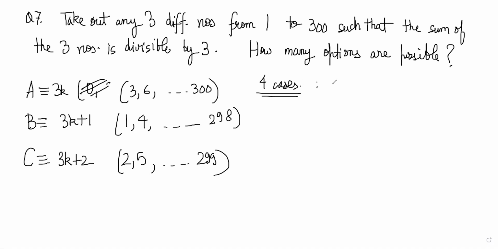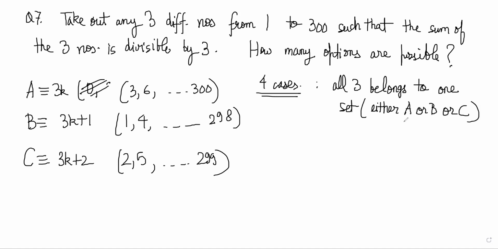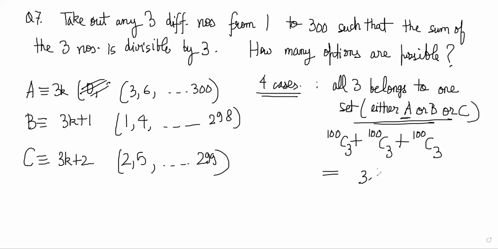So the first three cases are where all three numbers belong to one set, either A or B or C. If all three numbers belong to one particular set, the sum of the numbers will always be divisible by 3. You can check that. And if all three are from one set, you can say 100C3 if they are from set A, plus 100C3 if they are from set B, plus 100C3 if they are from set C. So basically you get 3 times 100C3 for the first three cases.